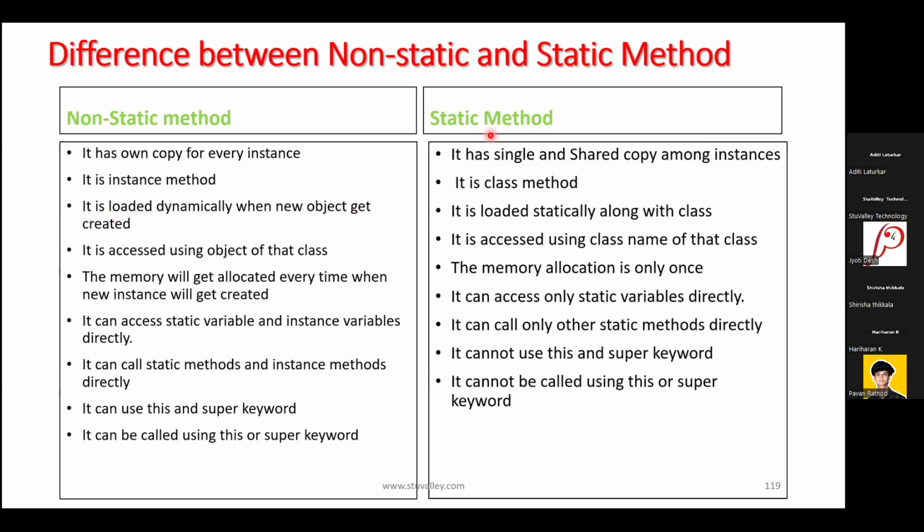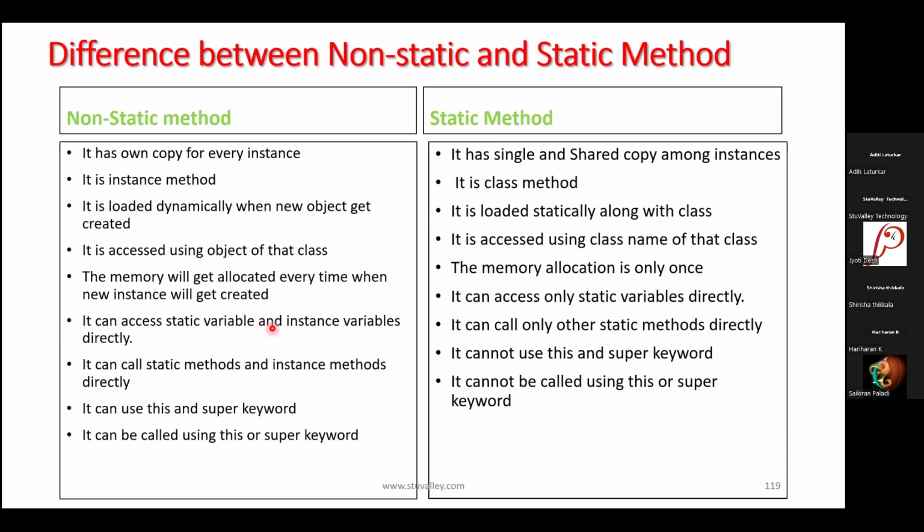But in reverse, you can say that static methods are loaded statically along with the class, because static members get memory allocation at the class loading itself, right? A non-static method is accessed using an object of the class. A static method is accessed using the class name. The memory will be allocated every time a new instance is created, and for static members, memory allocation is done only once, at the time of class loading.